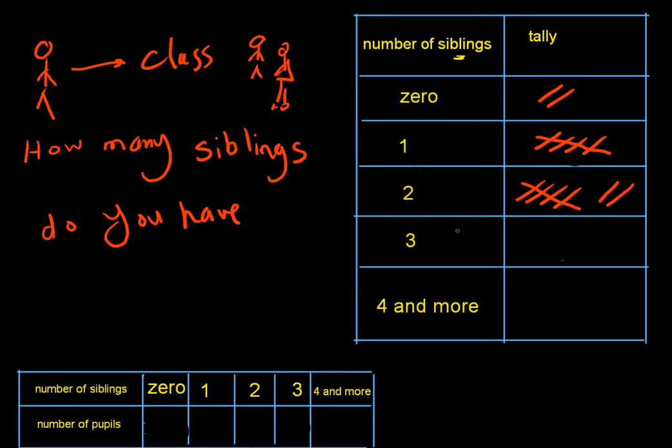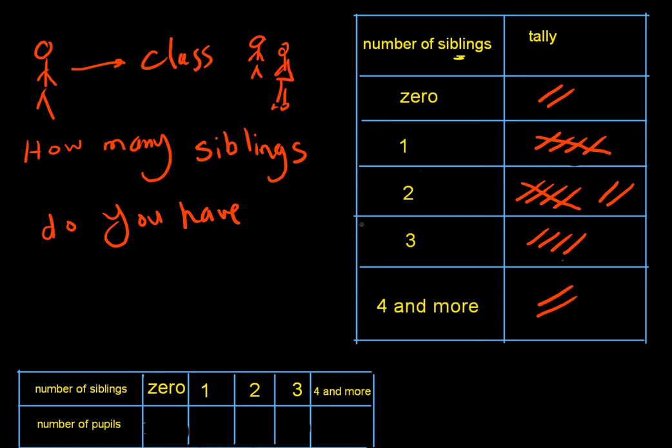If 4 of them said we have 3, right? 1, 2, 3, 4. Okay. If 2 of them said we have more than 4 brothers or sisters, we make two tallies. This is called a tally table.